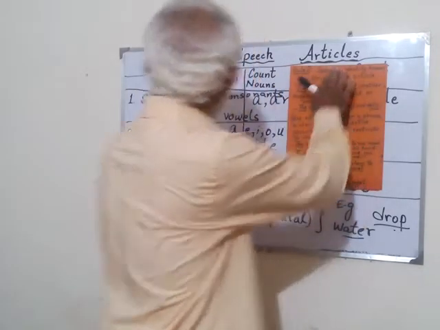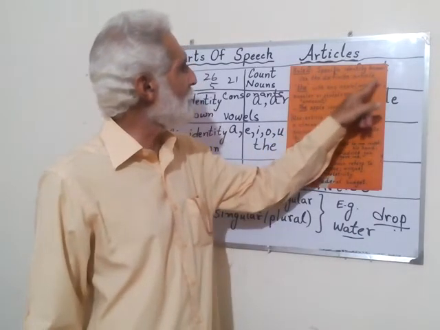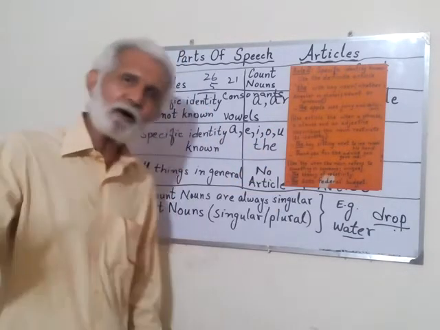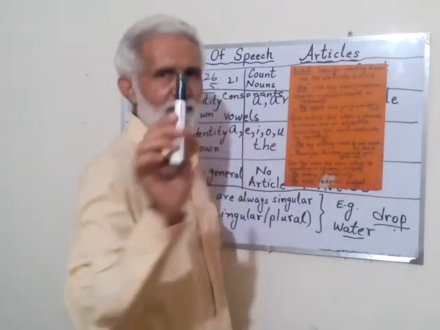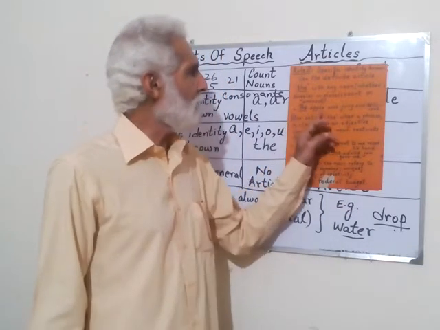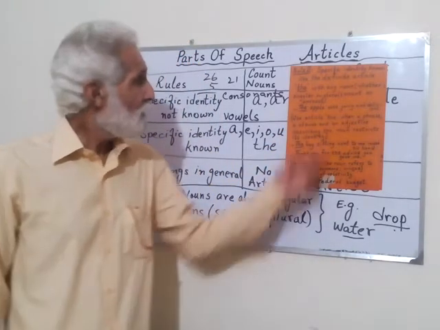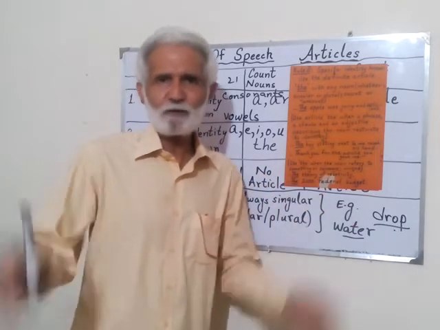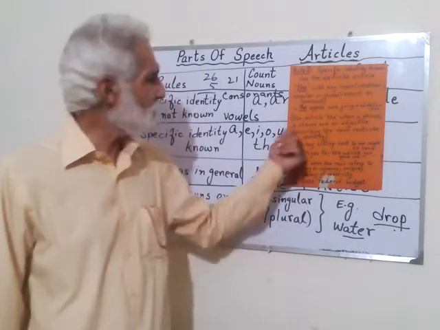Rule number 2 says: specific identity known. When the specific identity is known, use the definite article, that is "the," either it is countable or non-countable. Use "the" with any noun, whether singular or plural, count or uncount. Like we say, "The apple was juicy and delicious." We are talking about that apple that was juicy and delicious. All apples are not juicy and delicious. This is the specific known article, so we have used "the" with that.